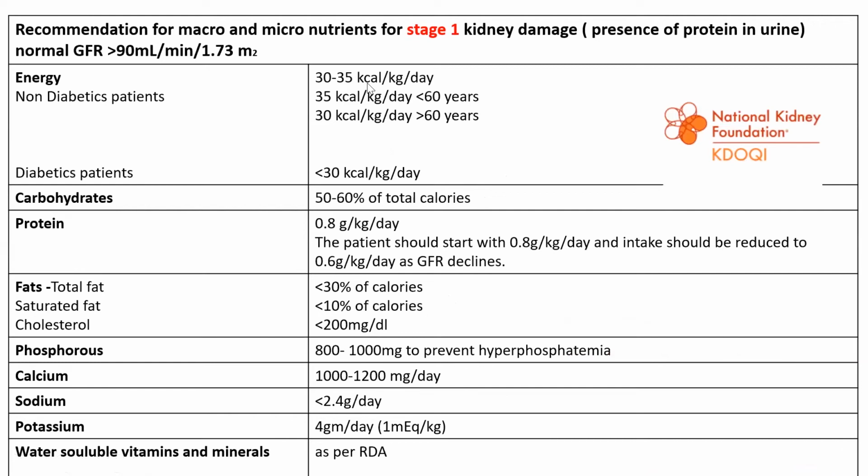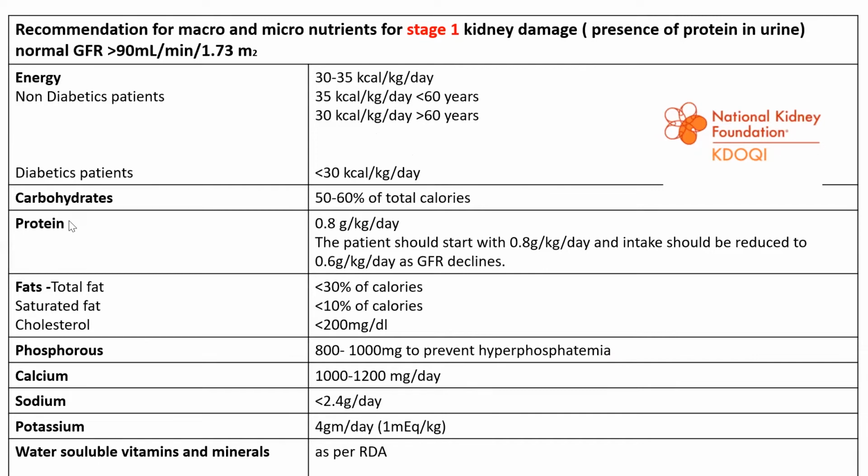Now, to summarize all of that, this is the recommendation of macro and micronutrients for CKD stage 1 kidney damage. The recommendation for calories is 30 to 35 kilocalories per kg per day: 35 kilocalories per kg per day for less than 60 years of age for non-diabetic patients, and 30 kilocalories per kg per day for more than 60 years of age. For diabetic patients, it is less than 30 kilocalories per kg per day.